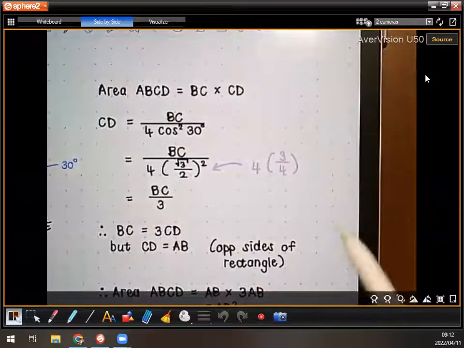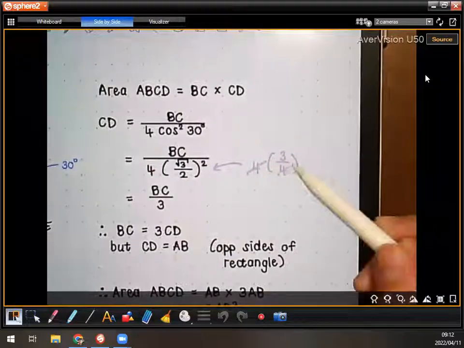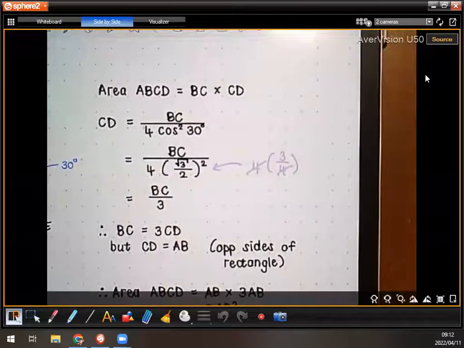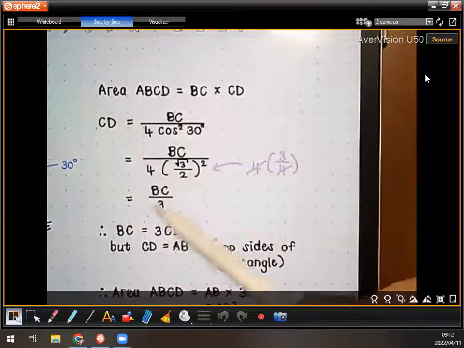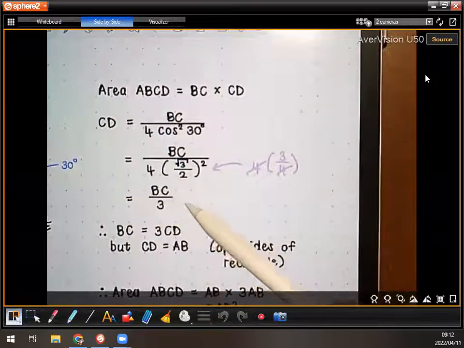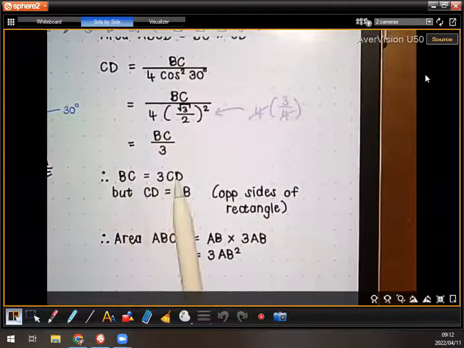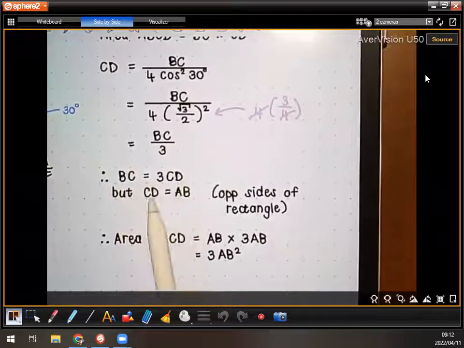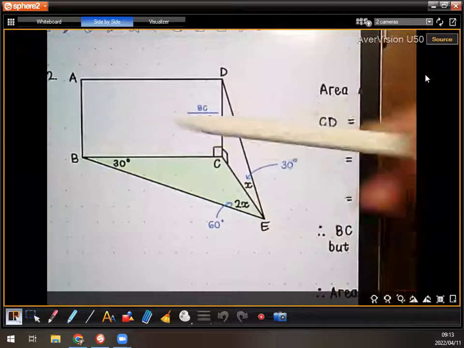Right, sorry, but you see what I'm saying? If you square that, and you then times it by 4, the 4s are going to cancel out, so you're left with 3 over 1. Now guys, if you're looking at this, CD is equal to BC over 3. I can make BC the subject by just moving that 3 over, right? I basically just did that because I prefer to not work with fractions. Okay, but it did actually help us in the long run, because CD is equal to AB if we're looking at this rectangle, right? CD and AB are equal.